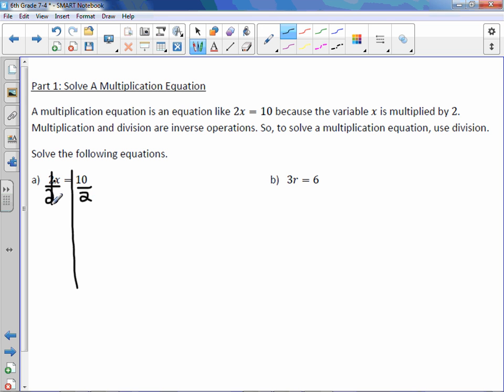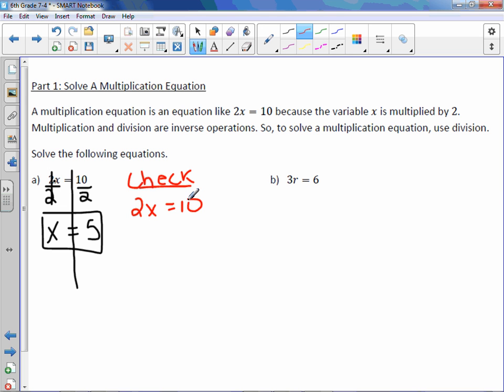2 divided by 2 is 1, which leaves us with just 1x, or x equals, and 10 divided by 2 is 5. So now let's check our solution. We start with writing the original equation. We plug in our solution, which was 5. What is 2 times 5? It's 10. So 10 equals 10. We're good to go.